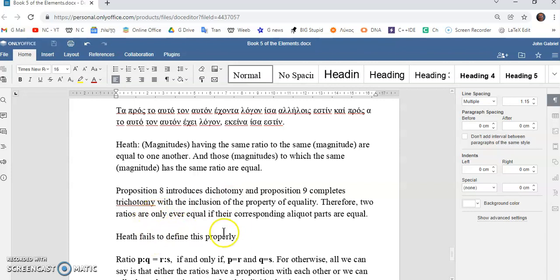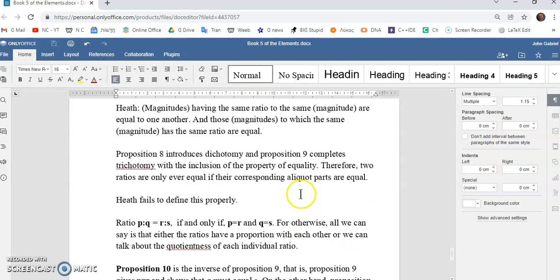proposition 9 completes trichotomy with the inclusion of the property of equality. So therefore two ratios are only ever equal if their corresponding aliquot parts are equal. And of course then also their measure will be equal.